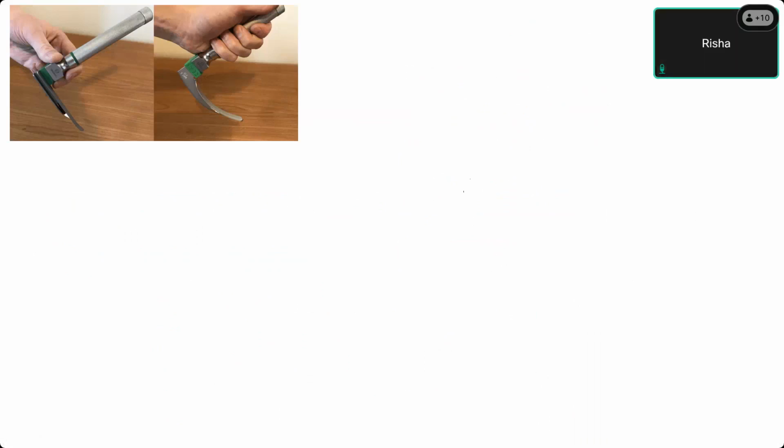See, look at the angle of the blade, look at the straight blade. Everything you have to move. Okay?